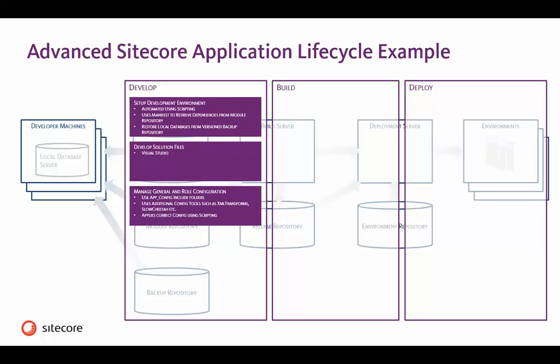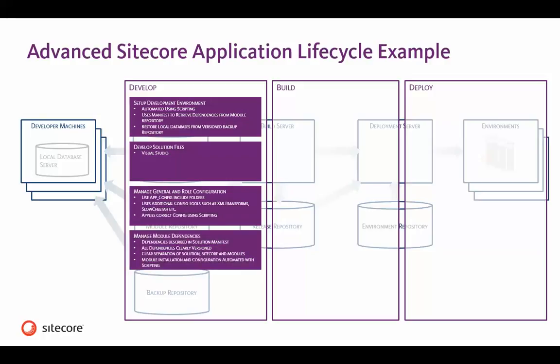The configuration will not be very different from the other one. We'll use app config include files, but there are a number of tools that help automate this, such as XML transforms from Microsoft or SlowCheetah, or even TDS has some tools for doing this. And then of course automating the configuration so that when a new environment is spun up, the correct config files are copied or enabled on that environment.